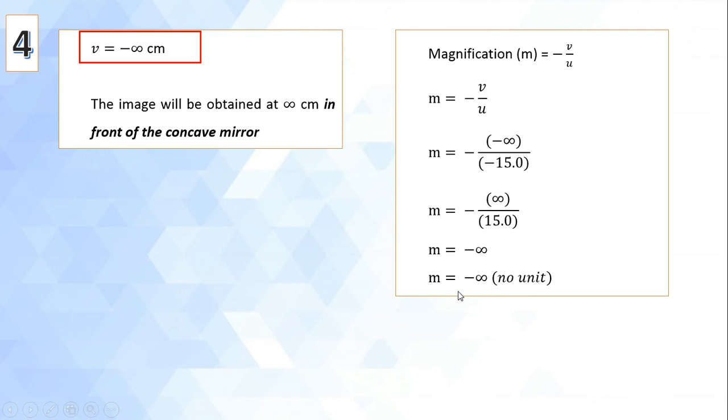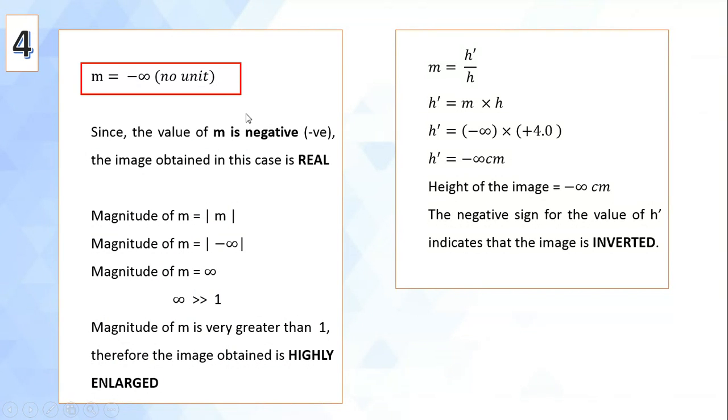What does this negative sign indicate for the magnification factor? The minus refers to what? It is a real image. So since the value of m is negative, the image obtained in this case is real. Next, we have to find the magnitude of m. When you find the magnitude, the value is infinite, that is very, very greater than 1. That means a highly enlarged image. Infinite is very, very bigger than 1. That's what we call highly enlarged.